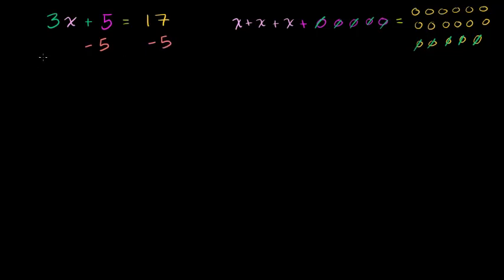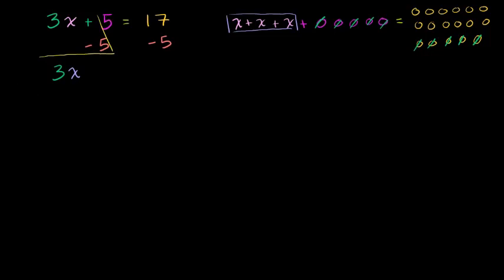Now, what does the left-hand side of the equation now become? The left-hand side, you have 5 minus 5. These cancel out. You're just left with the 3x. You are just left with the 3x. The 5 and the negative 5 canceled out. And you see that here. When you got rid of these 5 objects, we were just left with the 3x's. This right here is the 3x. And the whole reason why we subtracted 5 is because we wanted this 5 to go away.